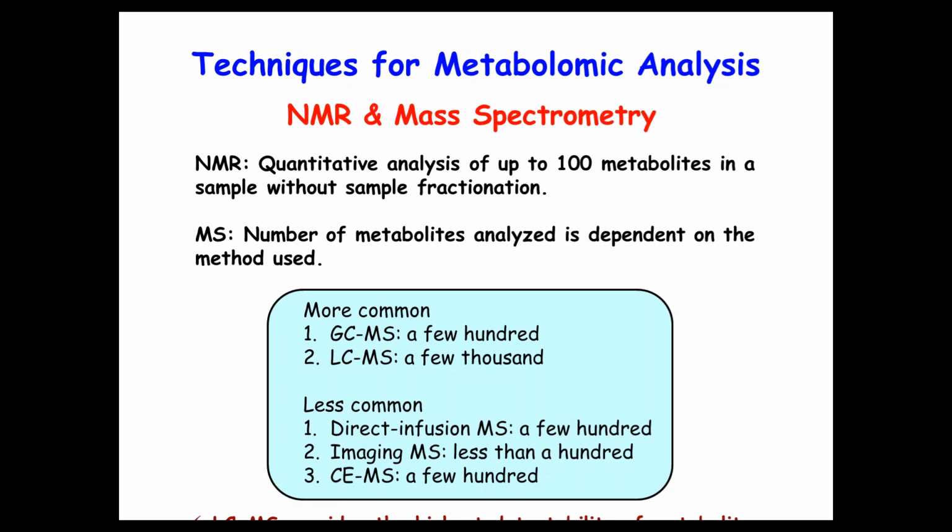From my point of view, GCMS covers a few hundred metabolites. LCMS can detect up to a few thousand metabolites. For less commonly used methods, direct infusion can detect a few hundred, although in most cases it can detect less than 100. Imaging mass spec detects less than 100. CEMS detects a few hundred metabolites in one run.